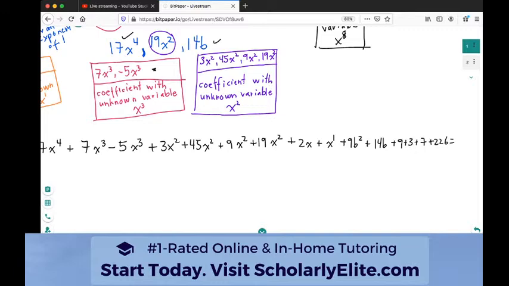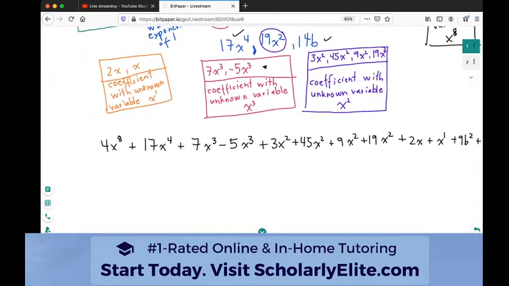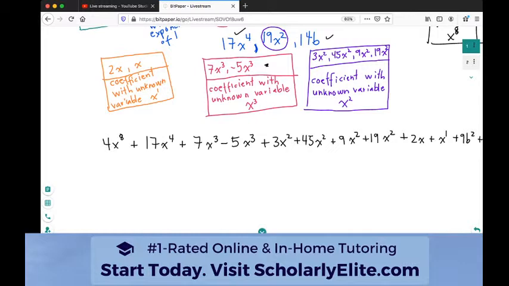So if someone asks us what all of this equals, we can actually tell them because what we're going to start doing is grouping things. So 4x to the power of 8 does not have any like terms, so that's going to stay the same. 17x to the power of 4 is the same situation. It does not have any like terms.